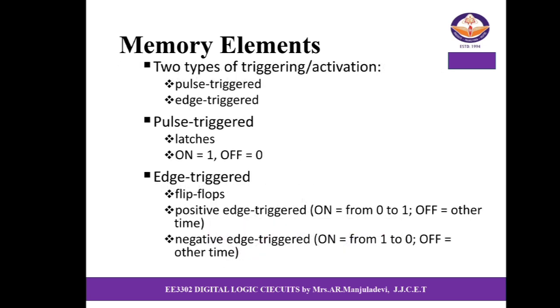There are two types of triggering or activation: pulse triggered and edge triggered. Pulse trigger contains latches. In latches, on is 1, off is 0. Next, edge trigger contains flip-flops. In positive edge trigger, on is 0 to 1, off is at other times. Next, negative edge trigger: on is 1 to 0, off is at other times.